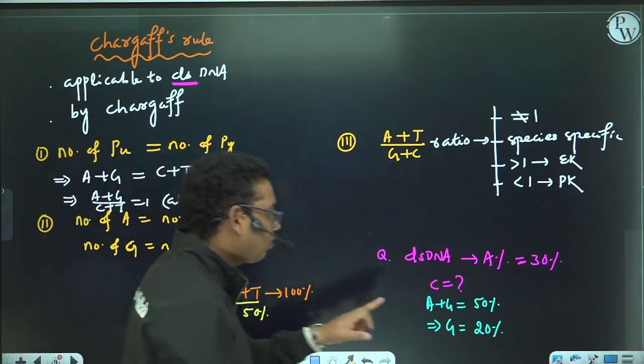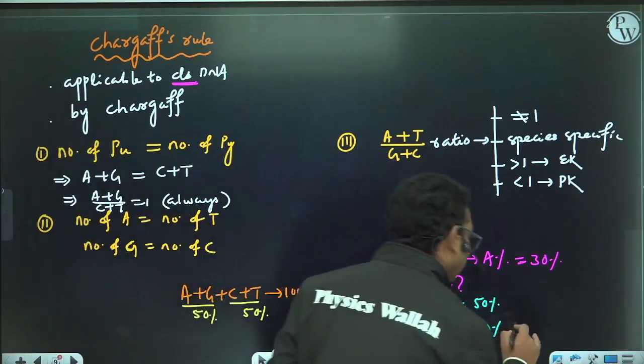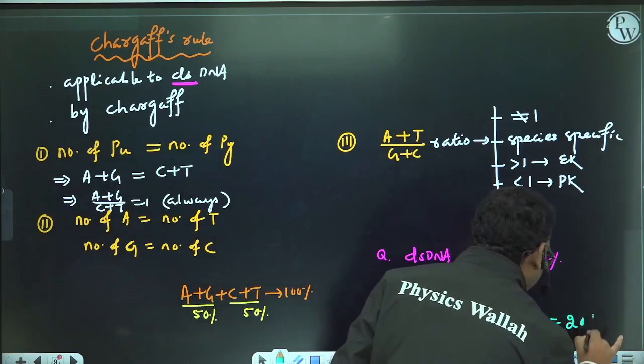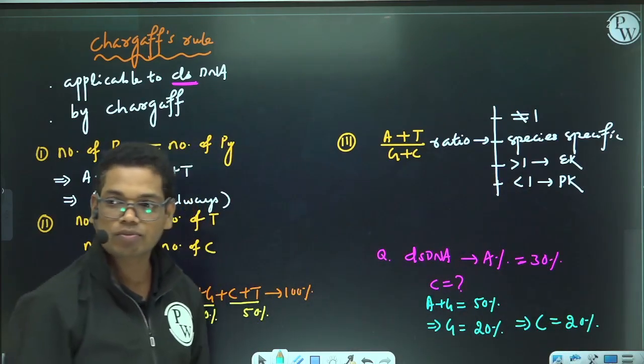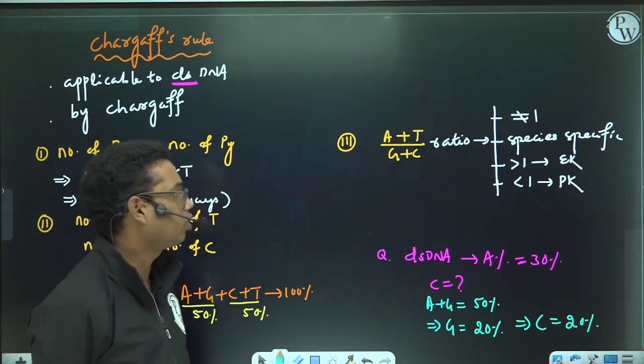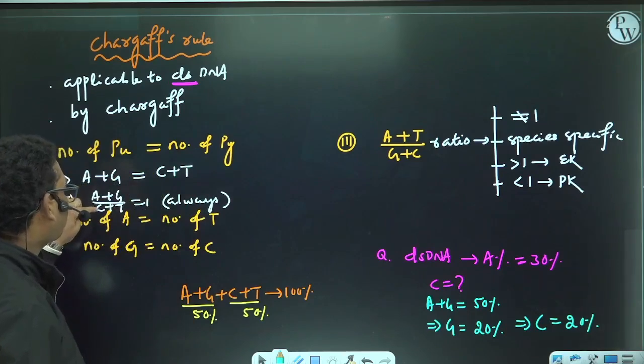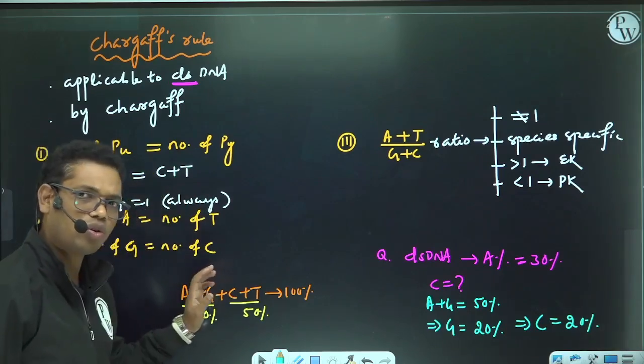So I will say if the amount of G is 20%, then the amount of cytosine will also be 20%. Clear? Great. And then he said that A plus G upon C plus T is always 1. This ratio is always 1.